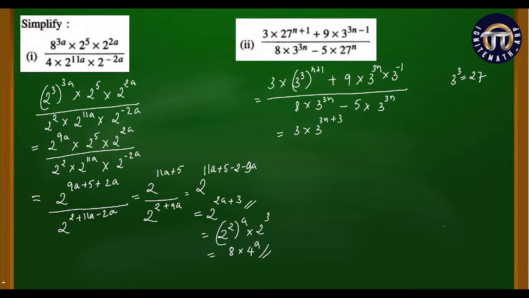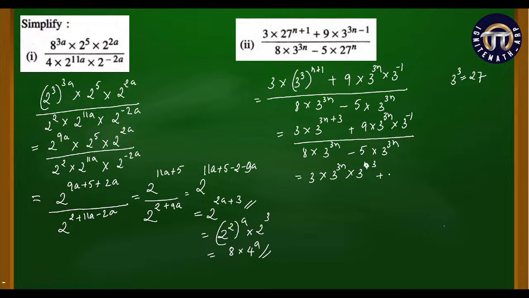So later I can write this one as 3 into 3 to the power of 3n plus 3 power law, plus 9 into 3 to the power of 3n into 3 to the power of minus 1, by 8 into 3 to the power of 3n minus 5 into 3 to the power of 3n. I don't do anything with the denominator. So in the numerator, 3 into 3 to the power of 3n into 3 to the power of 3, reverse product law.